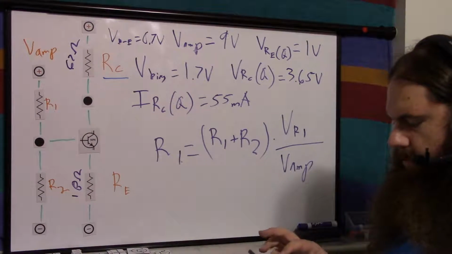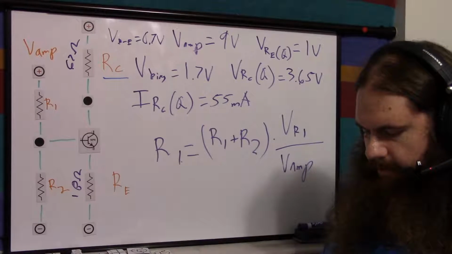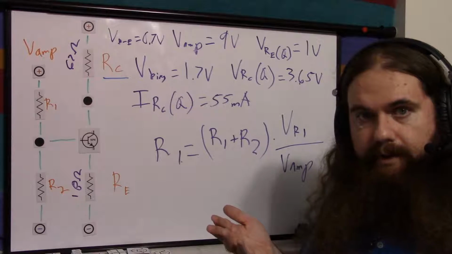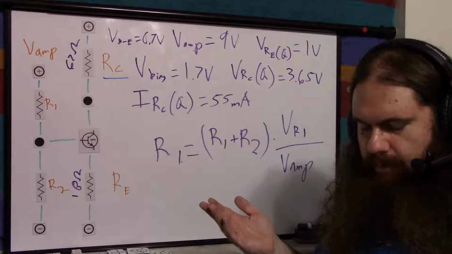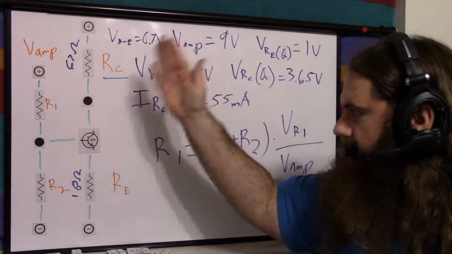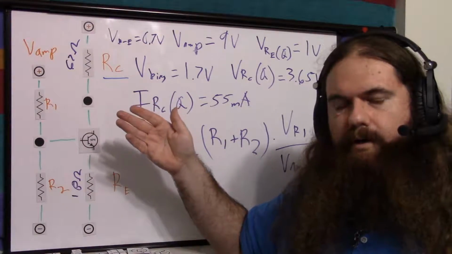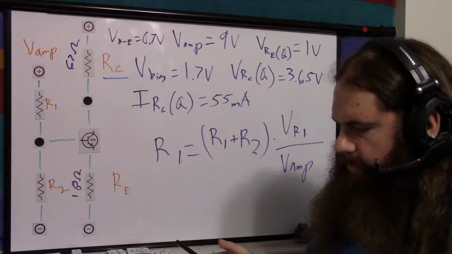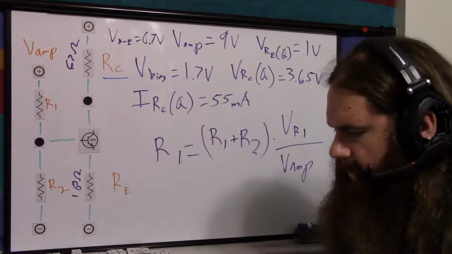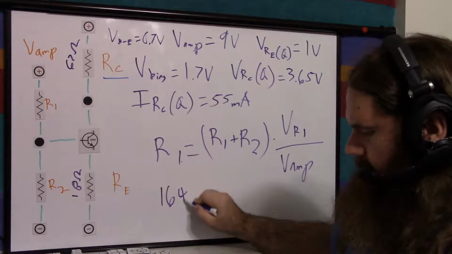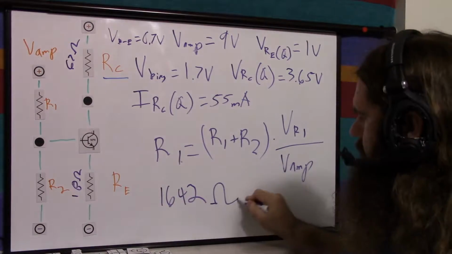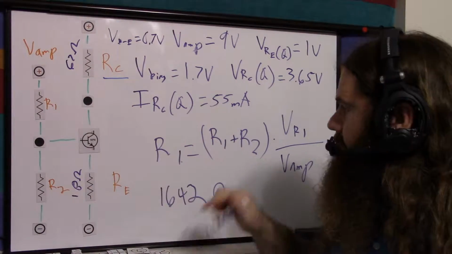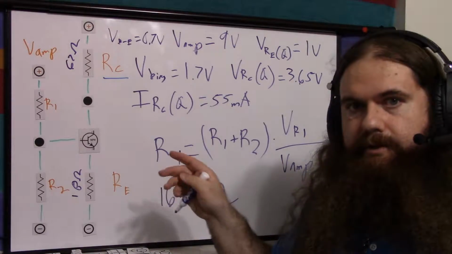So let's do that. If I have my collector current divided by 100, that gives me my base current, which is about 548 microamps, times 10. All right, so we want to make sure we have at least 5.4 milliamps going through there. V equals I times R, so V divided by I equals R. So if we take 9 volts divided by that current, we get about 1642 ohms. So this is the total resistance that we want, or less, right? Less than or equal to. So we could have 1642 or we could have less.